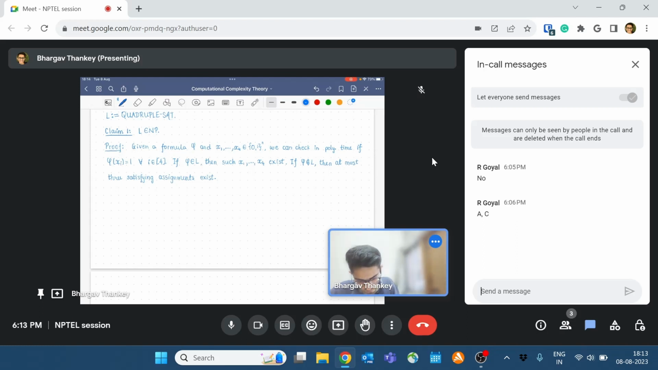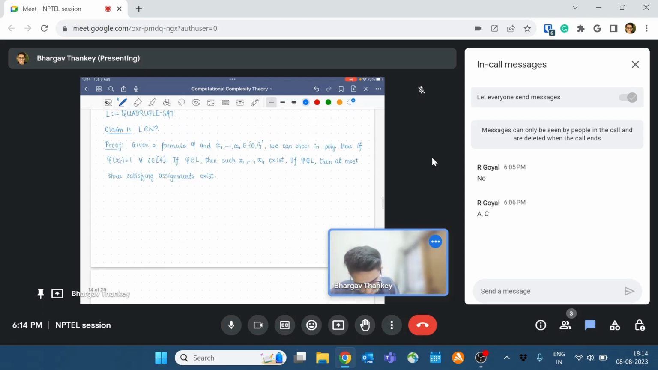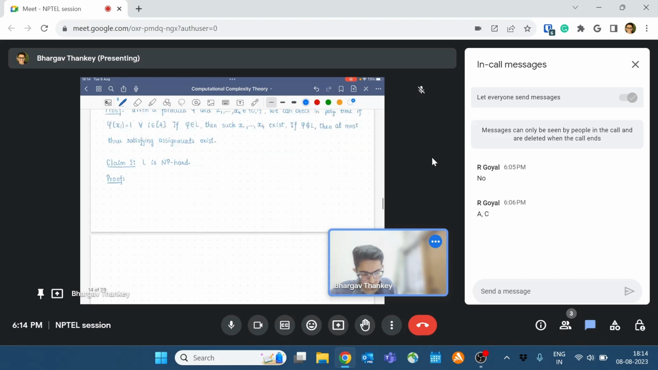Okay, and the next thing is L is NP hard. If we prove this, then L would be NP complete because it's already in NP. The proof is by reduction from three sat. So let phi be a three sat instance.